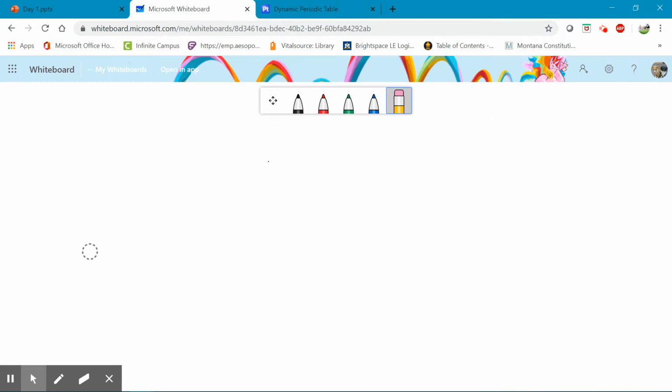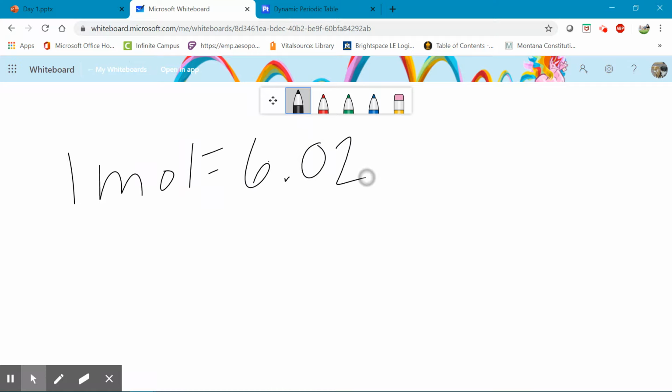Gram formula mass is the mass of 1 mole of any element. A mole, M-O-L, is the abbreviation. I know they take off the E. Thank you for saving us all that time. But 1 mole of anything is 6.02 times 10 to the 23rd, whatever you're measuring.